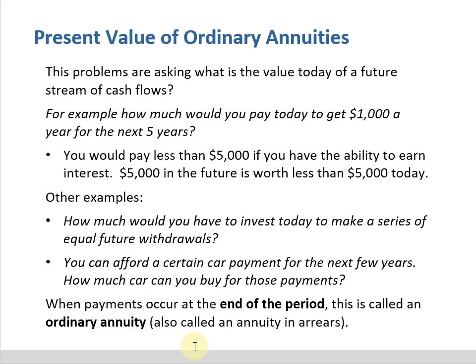As before, when you're trying to determine the present value of an annuity, you have to ask yourself, is this an ordinary annuity or an annuity due? If the payments occur at the end of the period, you have an ordinary annuity.